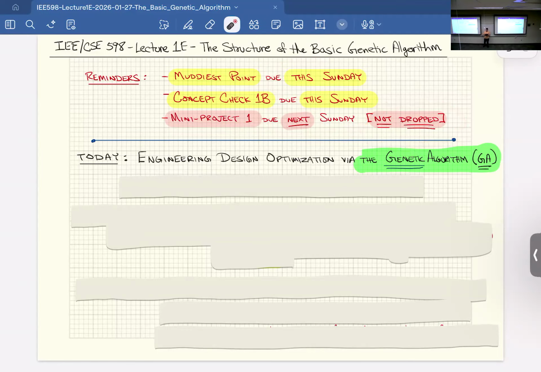This is a project where I'm going to ask you to optimize a very simple numerical function, to minimize a function that has a couple of different local minima, using a genetic algorithm that you build from scratch. And so we're going to start talking today about the genetic algorithm and how you build that, and what a basic genetic algorithm looks like.